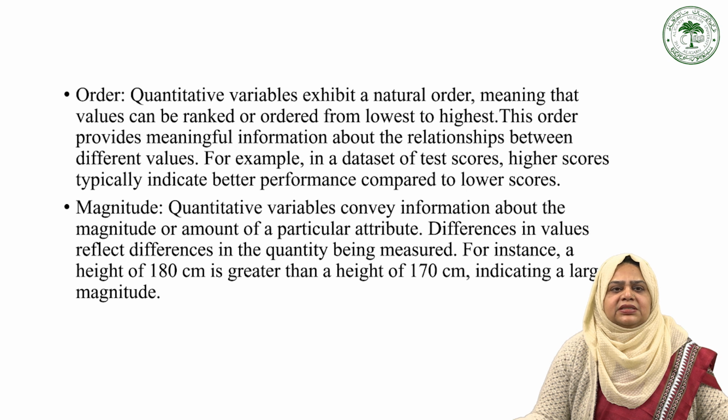Another characteristic is order. Quantitative variables are a type of data that can be ranked or ordered from lowest to highest. This ranking provides valuable information about the relationship between different values. For example, in a set of test scores, higher scores generally indicate better performance than lower scores.